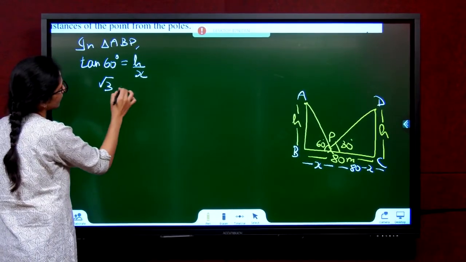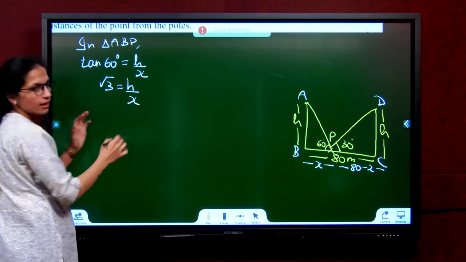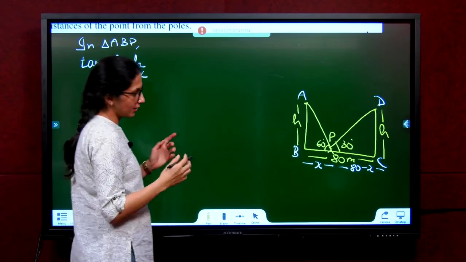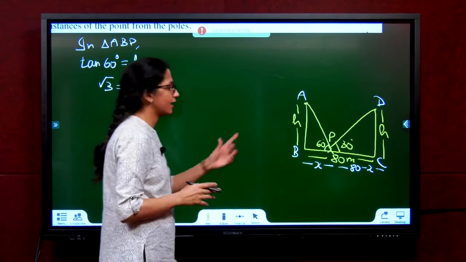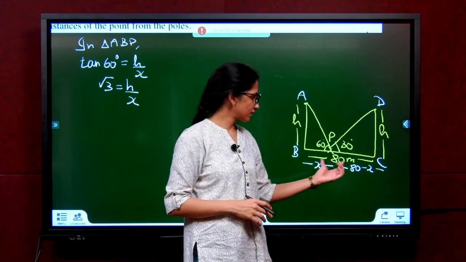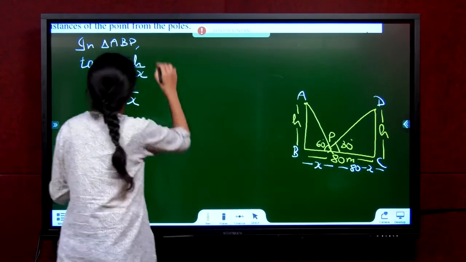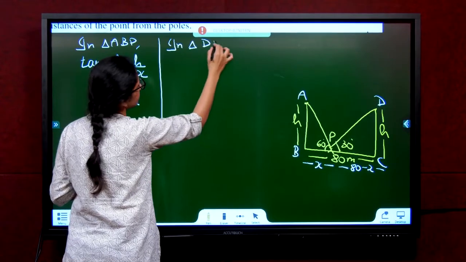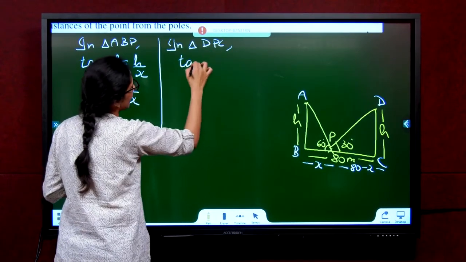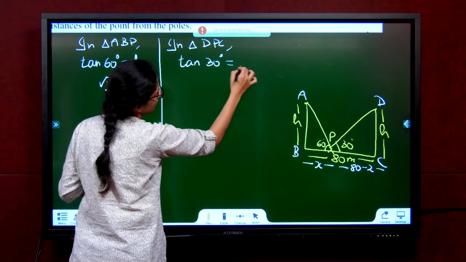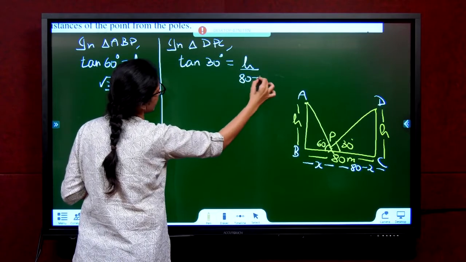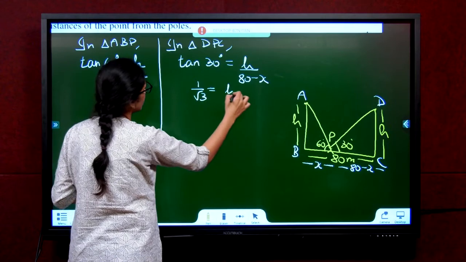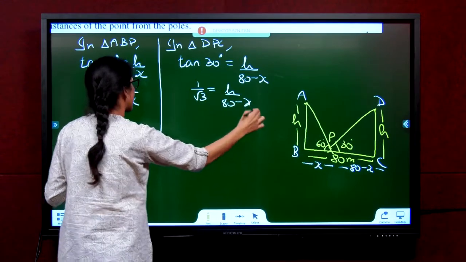Root 3 is equal to h by x. Keep it as it is for now. I want h, I want x, I want 80 minus x. I need everything because they've asked height of the poles, they've asked distance of the point from the two poles. Take the other triangle. In triangle DPC, tan 30 degree is equal to h by 80 minus x. Tan 30 degree, 1 by root 3 is equal to h by 80 minus x.